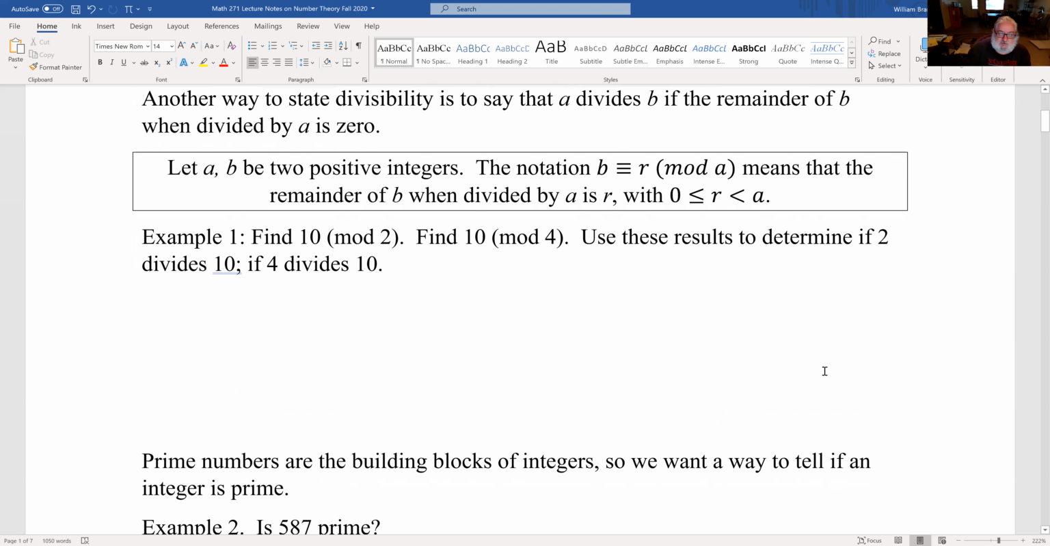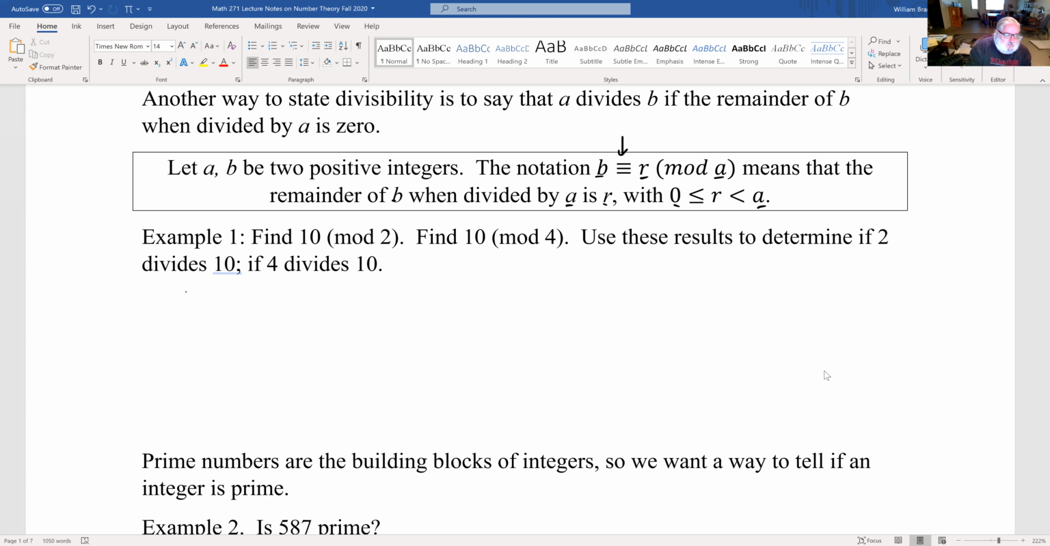So we're going to introduce some notation here. B is equivalent to R mod A means that the remainder of B when divided by A is some number R, and R is between 0 and A. The use of this symbol should tell you that there's an equivalence relation lurking in the background here.